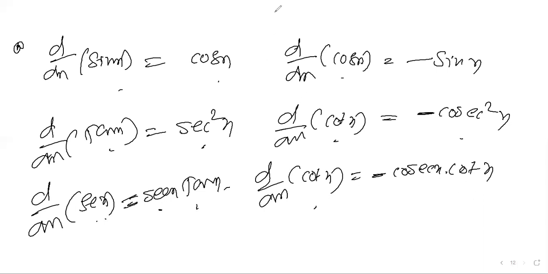Okay, I'll tell one logic. D by dx of sin x means just cos x. Cos x means just sin x, with a minus. Tan x means a square will come: secant square. Here cosecant square will come. Secant and cosecant with tan and cot have double terms: secant tan and cosecant cot. This is the first level.